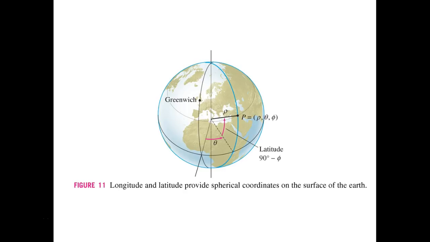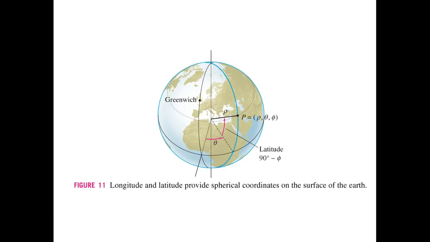Greenwich is this curve here. From that curve, the angle around there is your longitude. Now, we usually go east this way, west that way, so it goes to positive 180, negative 180, or 180 east, 180 west. We usually refer to that.